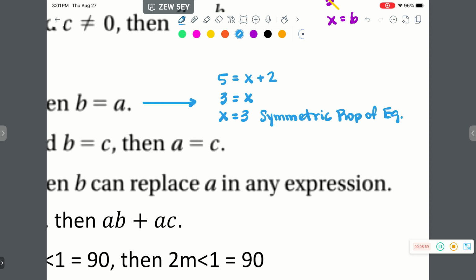Okay. I was just going to ask, when we do that, do we really have to write symmetric property? In a proof, okay. If you're just solving a regular problem for me, no. But if it's in a proof, yes. In a proof, you're not allowed to just hop right to x equals 3, because the x wasn't on the left-hand side. It was on the right-hand side, and you were asked to switch it and put it on the left. That actually takes a mathematical step.